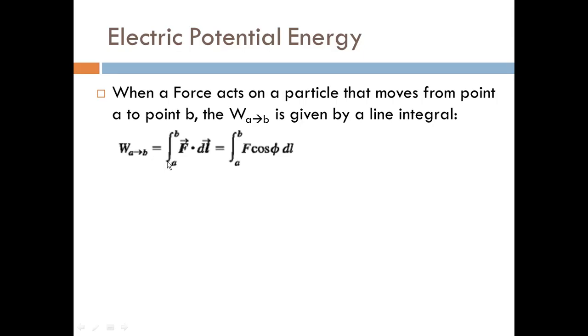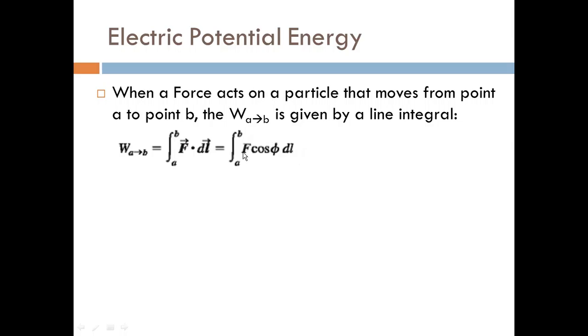Otherwise, if the force and the displacement are not exactly in the same direction, then the work done is simply the component of that force along the direction of the displacement. That is why there is a second form of the formula for the work, wherein we have force times the cosine of the angle between the force and the displacement, multiplied by the displacement itself.